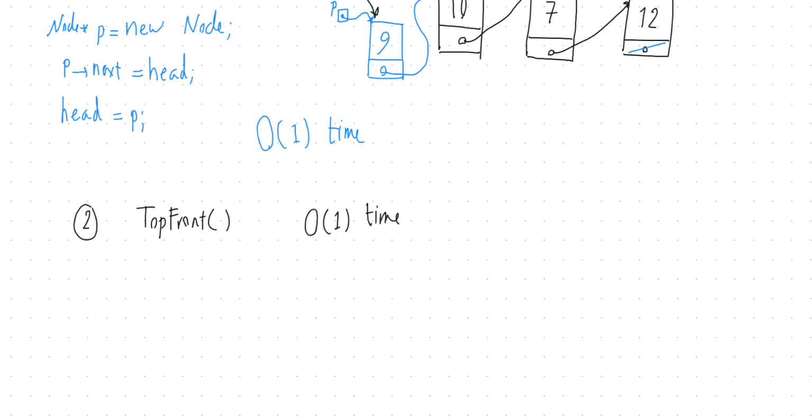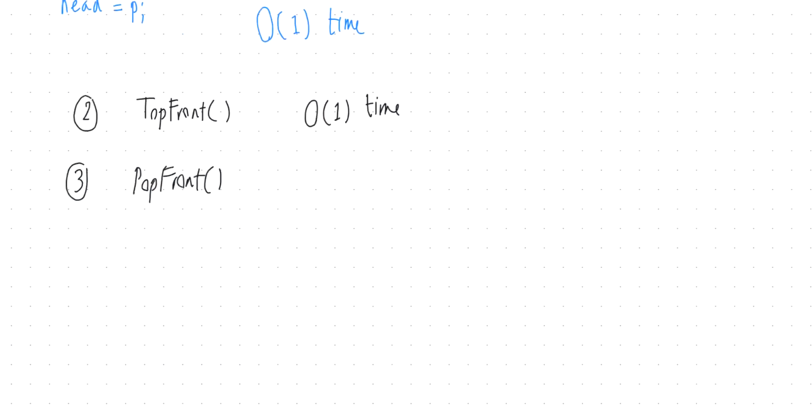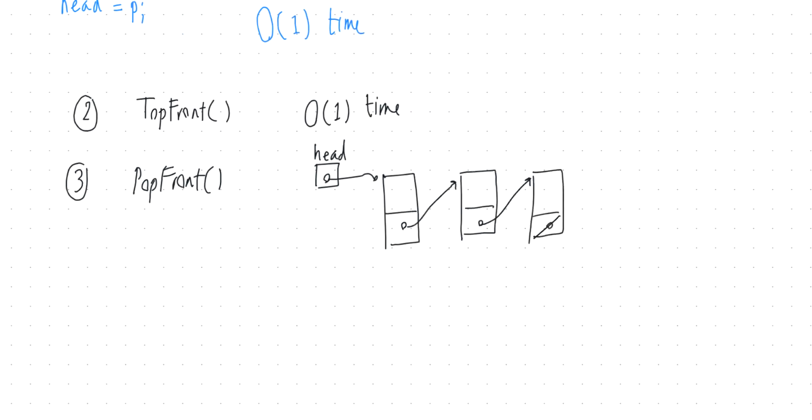The next one, as I said, the one that removes the first node: pop front. And let's do the version that doesn't return anything. Okay, so let me draw an example. This is the head pointer pointing to the first node, pointing to the second node. Let's say we have only 3 nodes for simplicity, because it doesn't matter in the computation.